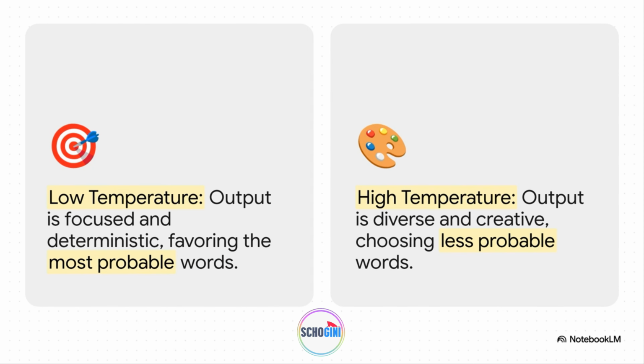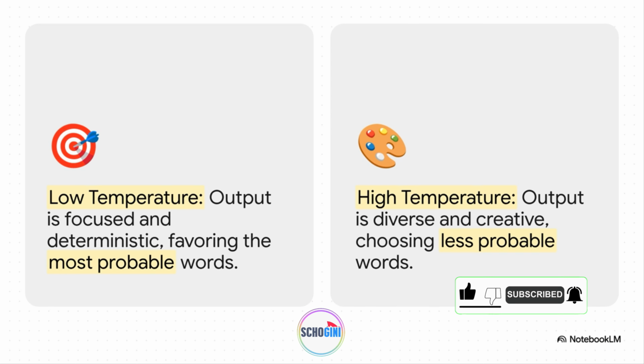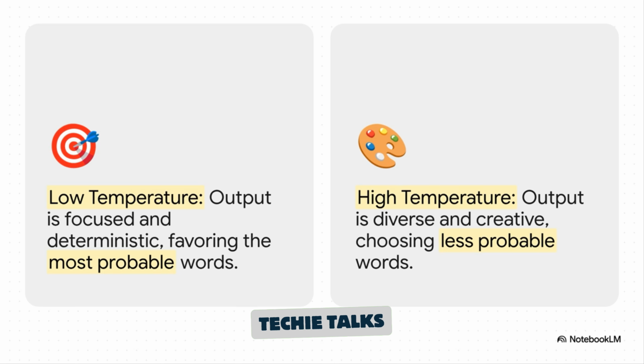So here's how it works in practice. A low temperature, something close to 0, makes the AI's answers really focused and predictable. It'll almost always pick the most statistically obvious next word, perfect for summarizing a report. But if you crank that temperature up towards 1, you're encouraging it to take a chance on less common words. And that leads to more diverse, creative, and sometimes really surprising results.